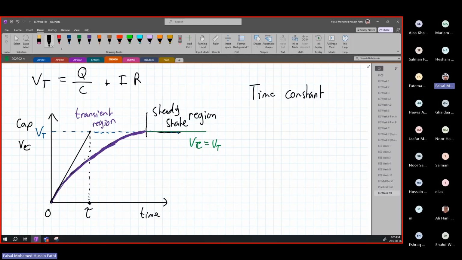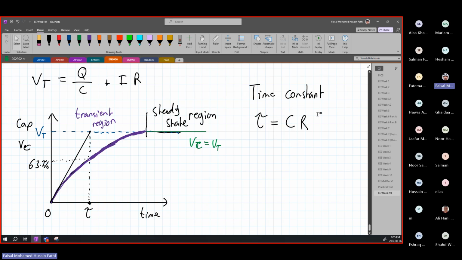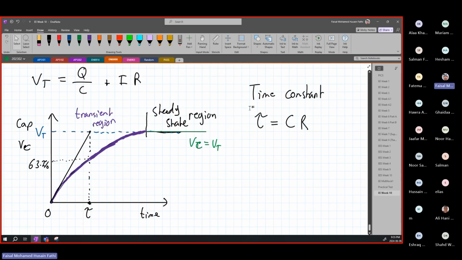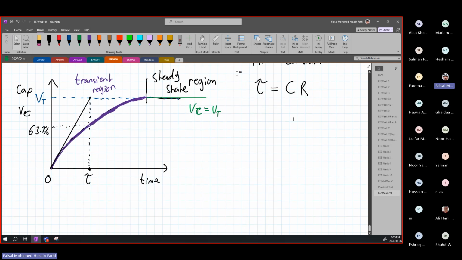And it is when basically the capacitor is charged to 63.2%. You don't need to know this in detail. You're going to see this a lot later on in later years. But what you need to understand is what this time constant represents. This time constant tau, in the case of an RC circuit, is equal to C times R, which is capacitance times the resistance. I'm not going to show you the derivation of this for now. I just need you guys to know what it means.